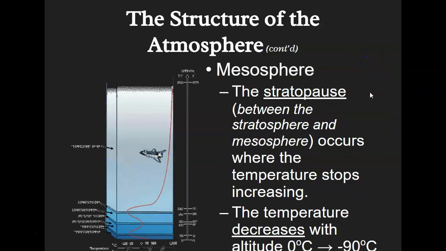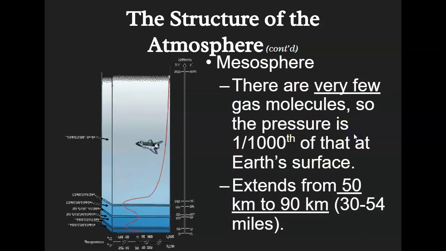The next one we're going to talk about is the mesosphere. Now, the dividing line between the stratosphere and the mesosphere is called the stratopause. It occurs when temperature stops increasing as well. In the mesosphere, the temperature decreases with altitude. It goes from 0 degrees Celsius to minus 90 degrees Celsius. In the mesosphere, there are very few gas molecules, so the pressure is 1/1000th of Earth's surface. It extends from 50 kilometers to 90 kilometers.